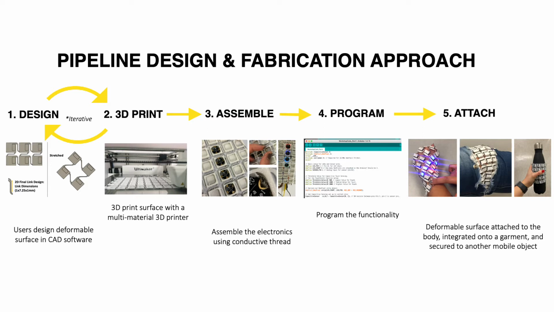In step 3, we assemble the electronic components using conductive thread to create an electronic circuit to enable interaction and visualization capabilities. In step 4, we program the functionality using a microcontroller, such as an Arduino or even an Adafruit Gemma. And finally, once we are happy with the surface and its functionality, we can attach it to the body or a garment or even a mobile object using double-sided tape or even pins.